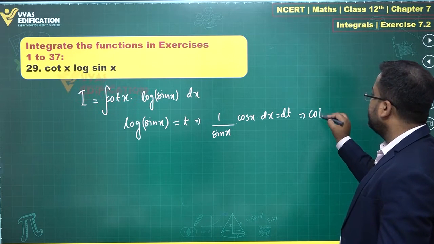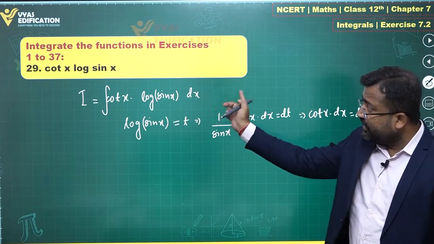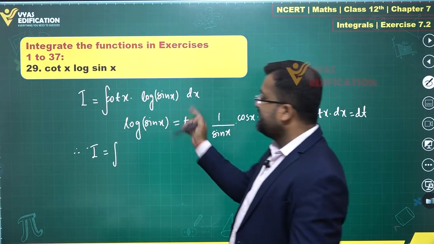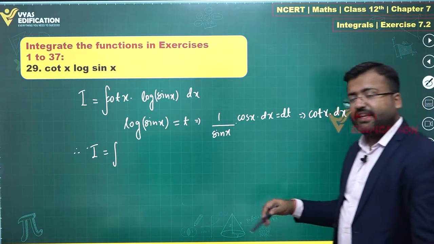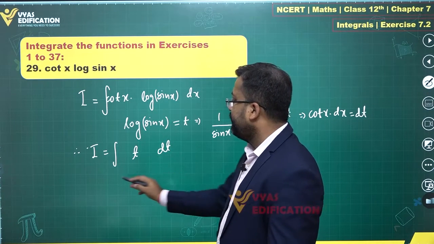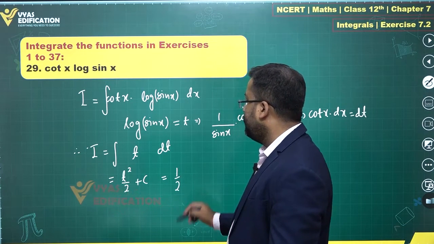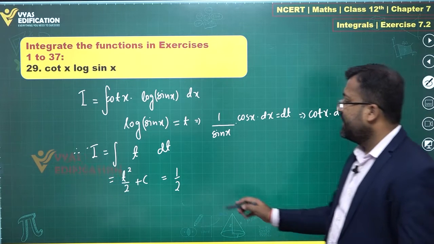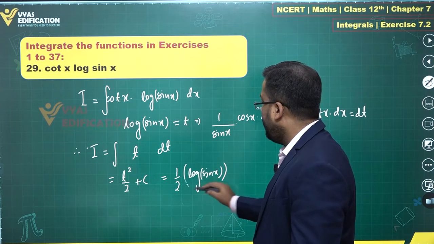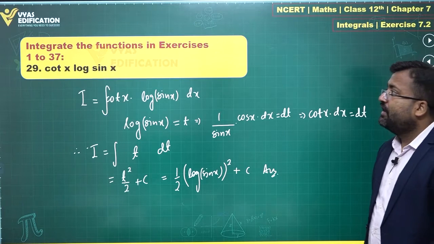This tells me cot x dx is equal to dt, and I can use that cot x dx with this integral. Therefore, I becomes equal to what? Integral of cot x dx. Cot x dx is dt, right? So this is dt, and log sin x is t. This is t dt. That becomes t square by 2 plus constant, which can be written as 1 by 2 t square. What is t? Log of sin x whole square plus constant is my answer for this question over here.